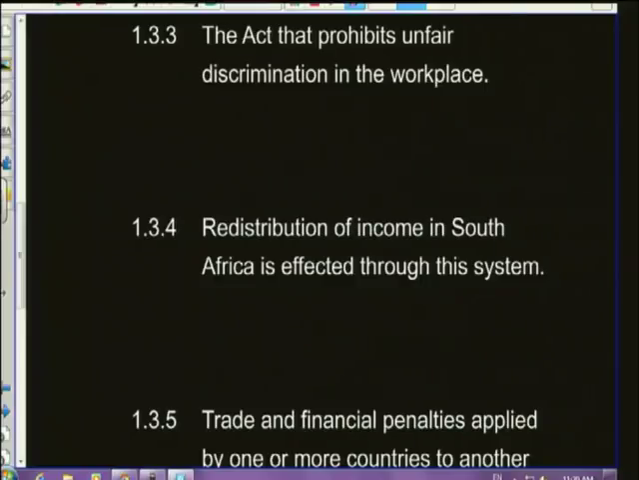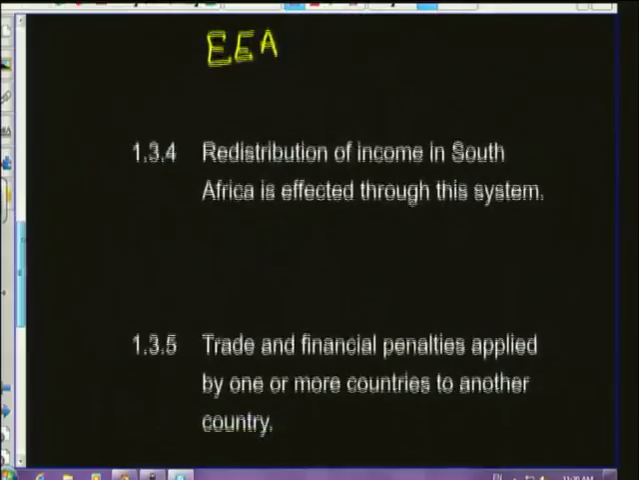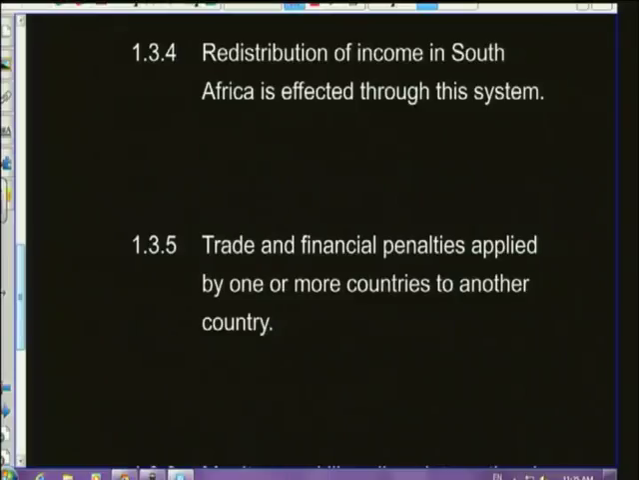1.3.3, the act that prohibits unfair discrimination in the workplace would be the Employment Equity Act. Please write out the full word when you answer in the exam. Let's look at question 1.3.4. Redistribution of income in South Africa is affected through this system. It is the system of employment equity.